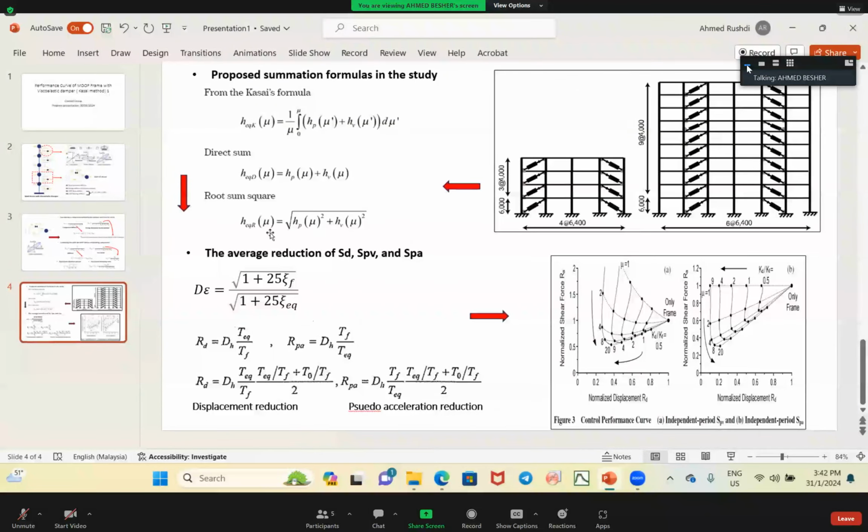And after that, we can find the reduction factor that we can apply to get the normalized shear force using the Kasai graphs that were developed by Kasai. We can get the normalized displacement, and using the stiffness ratio between the damper and the frame, we can get the normalized shear force for the system.